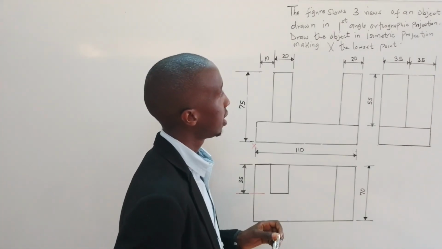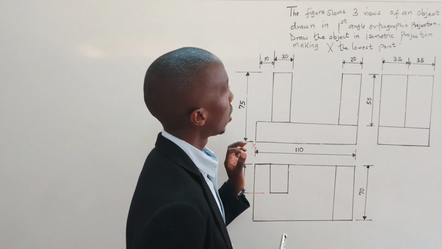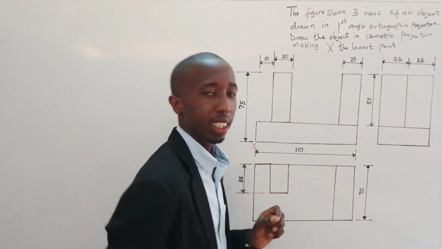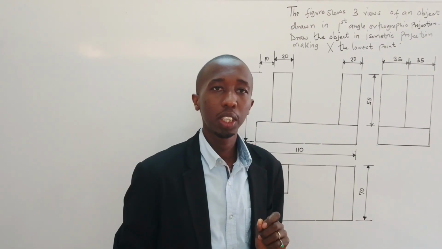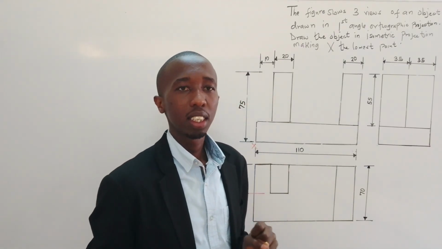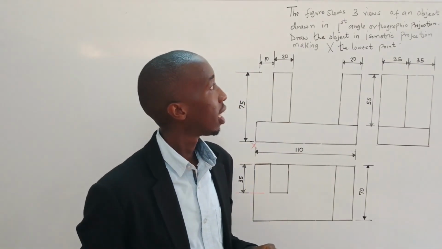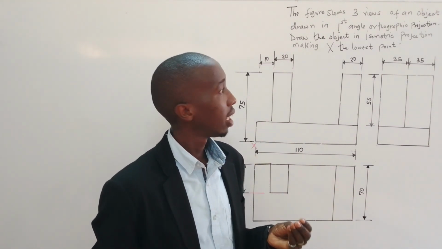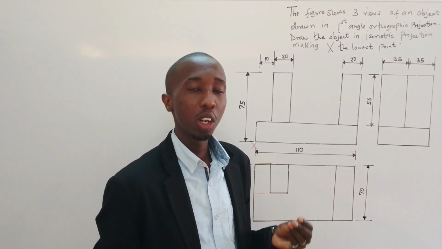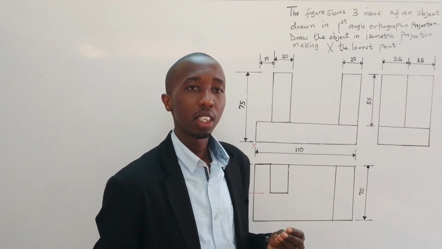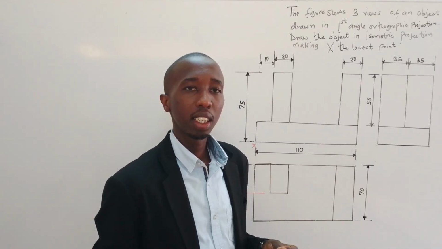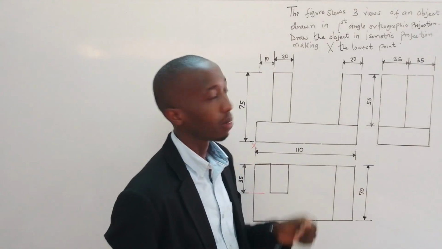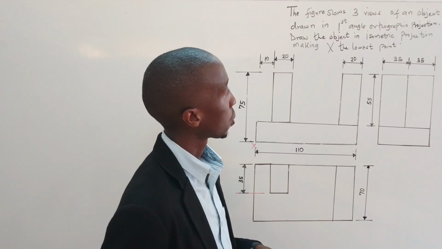Now, this is conversion of orthographic to isometric. And we know that isometric is a type of pictorial drawing. These pictorial drawings are two. One is isometric and the second one is oblique. And in oblique we have oblique cavalier and oblique cabinet. But for this question we are dealing with isometric projection.